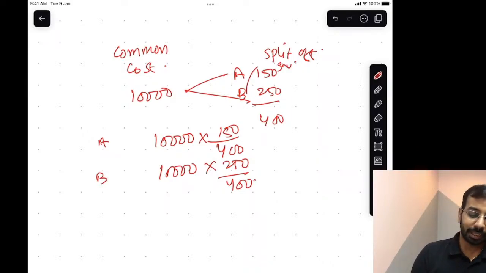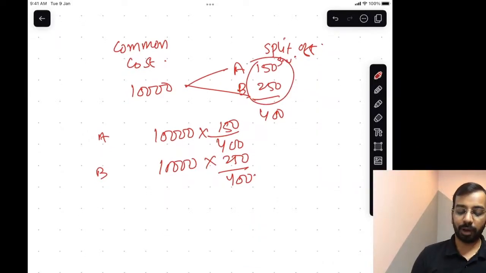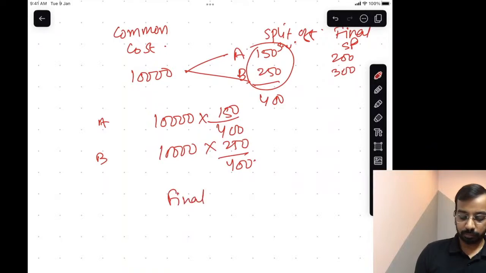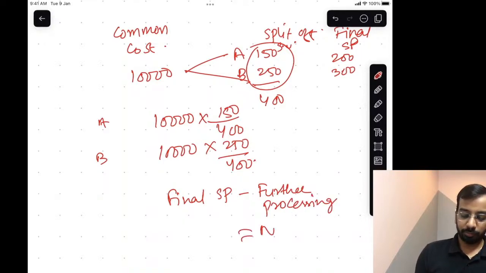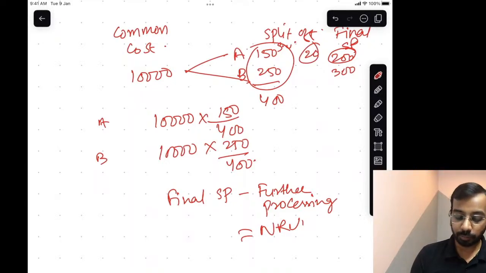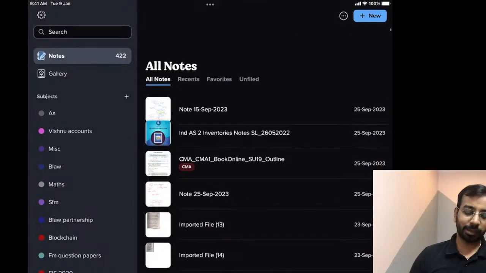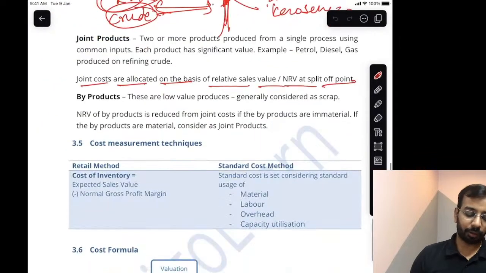Now sometimes the sales value at split off point may not be available, but you have the final selling price. Say for example 200, 300. Then what will you do? Final selling price minus further processing cost is equal to NRV. So I have final selling price 200. Let us say 20 rupees is the cost after split off point. So what I will do, 200 minus 20, 180 becomes my NRV at the split off point. So you will always estimate the NRV at the split off point of the joint products.